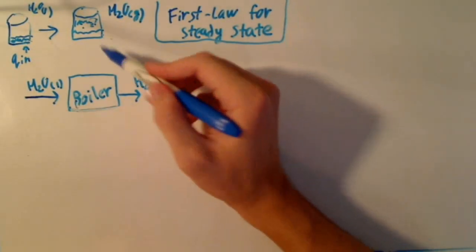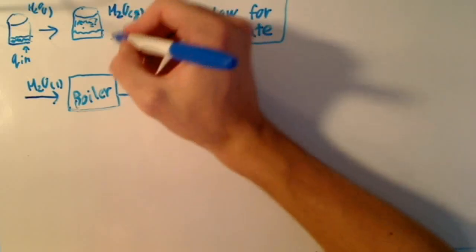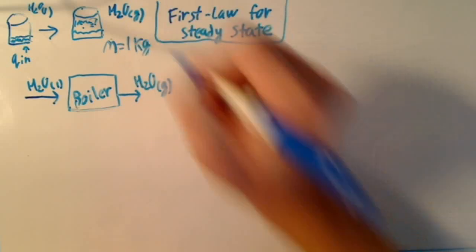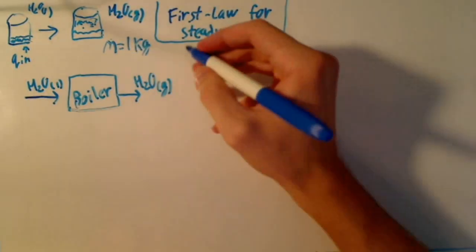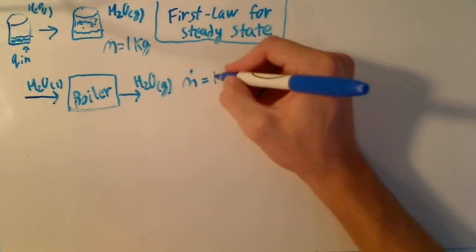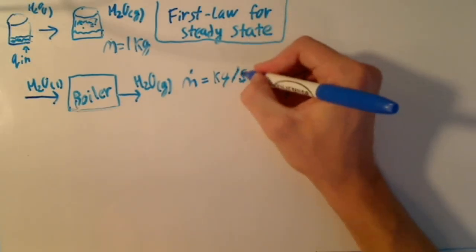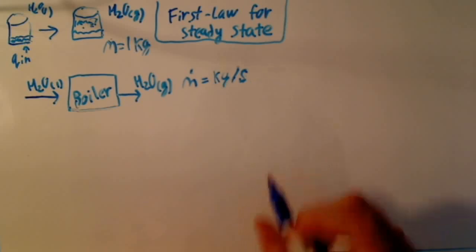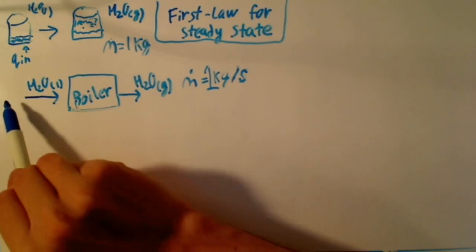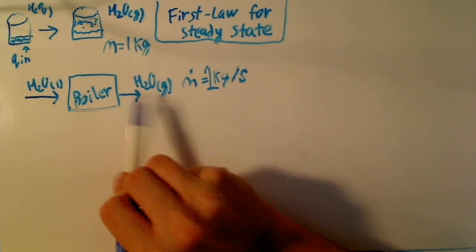So back with a control mass, we have mass. We work with a mass, say 1 kilogram. In this situation, we have a mass flow rate, which is kilograms per second. Sorry, this marker's not working too well. So let's say we have like 1 kilogram per second, which means every second 1 kilogram of water is coming in and 1 kilogram is coming out.